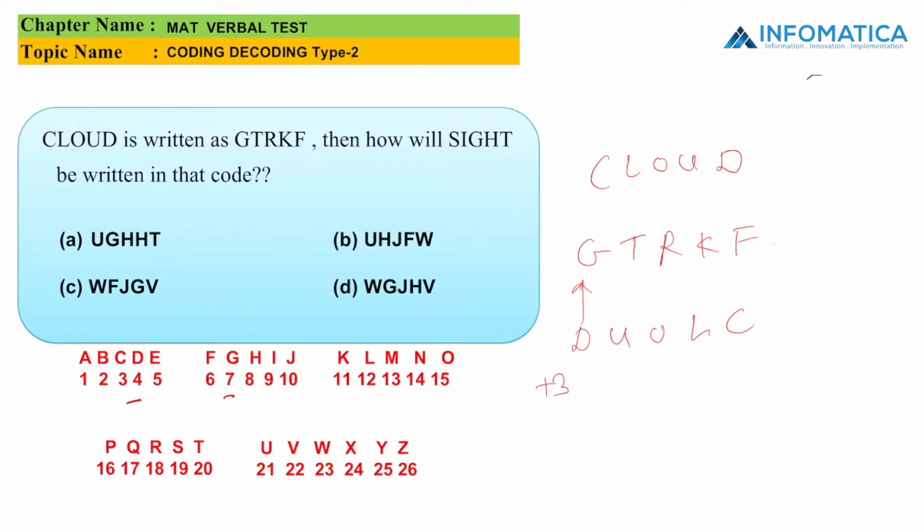Similarly, if I go from U to T, U is on number 21, whereas T is on number 20. So I have gone 1 step behind, so I'll write it down as -1. The next is O, from O to R. Now O is on number 15, whereas R is on number 18. So from number 15 to number 18, it is +3. Similarly, we get a pattern of -1 and +3. So students, we have got a pattern of +3, -1 and so on.